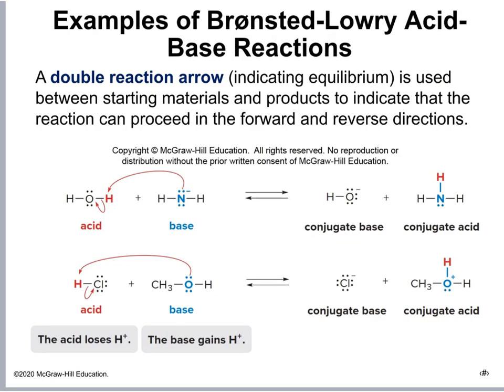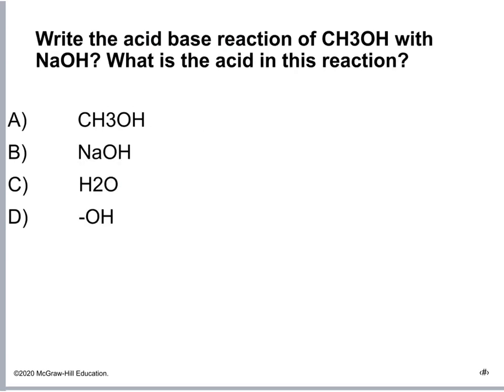So they're talking about the equilibrium arrows, and here we have the same thing. This looks the same. All right, write the acid-base reaction of methanol with sodium hydroxide. This is what you want to be able to do. You want to be able to say CH3OH plus sodium hydroxide, and I want you to label this. This is an acid, and this is a base.